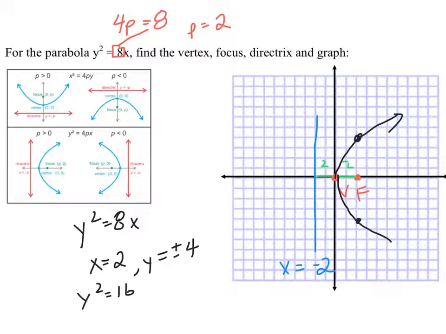Okay? So, if you remember what all this stuff does, if I pick any random point on my parabola, and I draw a line to the focus, and I draw a line to the directrix, these two things will be the same length. Okay, let's do another.